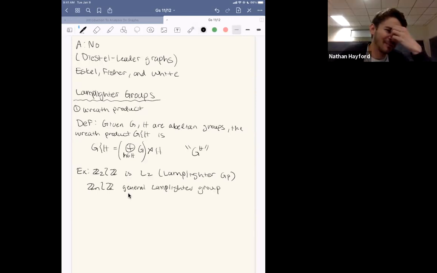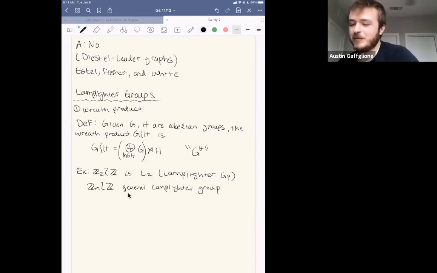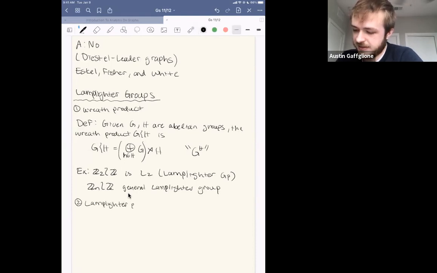So why the name Lamplighter? That actually comes with the geometric picture. I'll talk about that now. We can also define it geometrically, so I'll define it with a Lamplighter picture. And in my opinion, this is the more fun perspective. It's easier to understand, and you can gain more intuition from this right away.